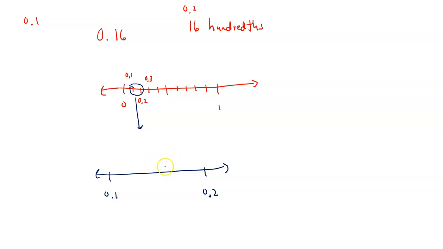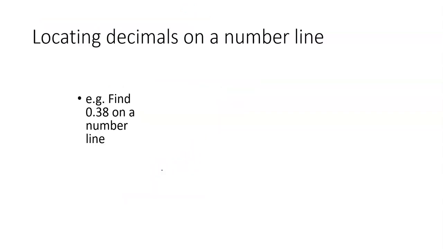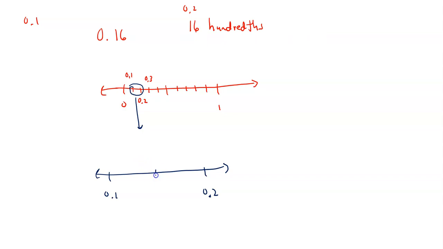So I'm doing the same thing here, right? I'm starting with an infinite number line. I'm narrowing it down to, well, it's got to be between 0 and 1. Now I'm narrowing it down between 1 tenth and 2 tenths. What's halfway between 1 tenth and 2 tenths? It must be 15 hundredths.